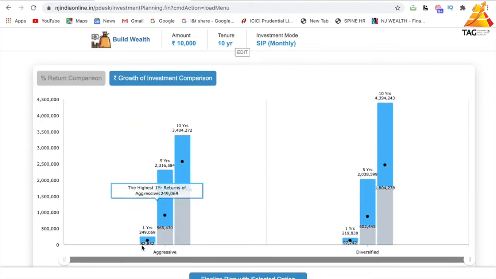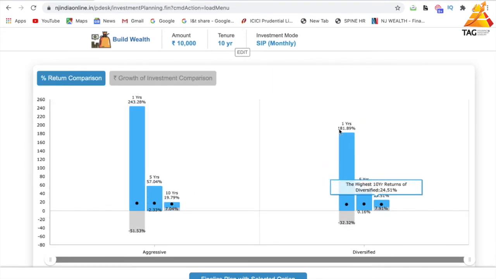In INR terms, if you want to see, this is the value. The 1 year highest return has been 2,49,000 and the minimum 1 year return has been 82,000. It also shows the median returns. Similarly, in a 5-year plan, the money invested would have become 23,16,584 and a minimum of 5,65,000. Similarly, for a 10-year option, 34 lakhs 4,272 and a minimum of 17,23,795. So these are the returns of an aggressive portfolio. Similarly, if we were to see the returns of a diversified portfolio in rupee terms and in percentage terms, these are the returns.